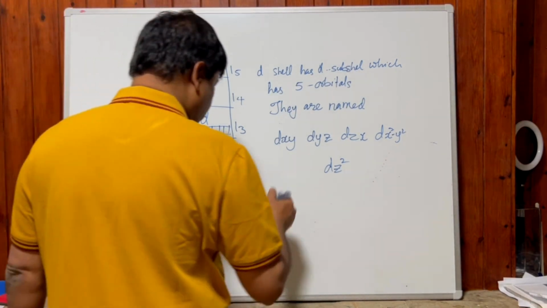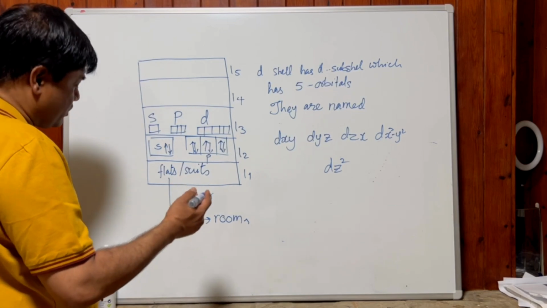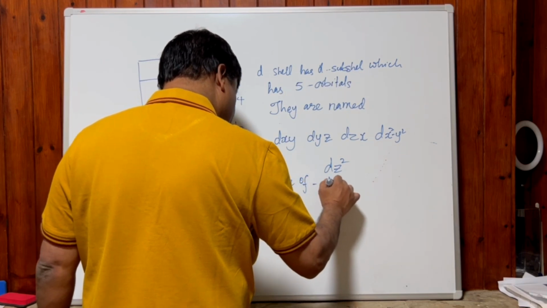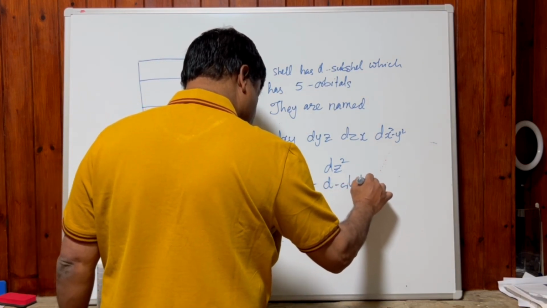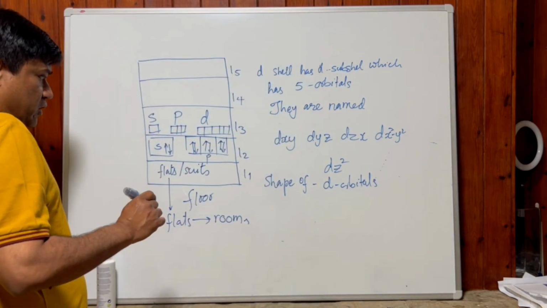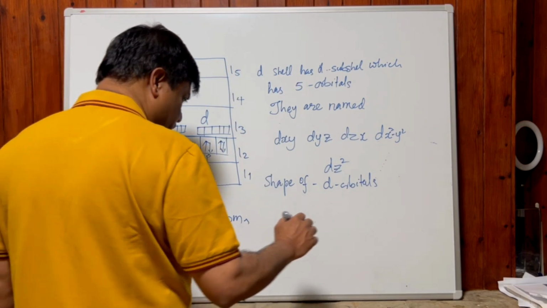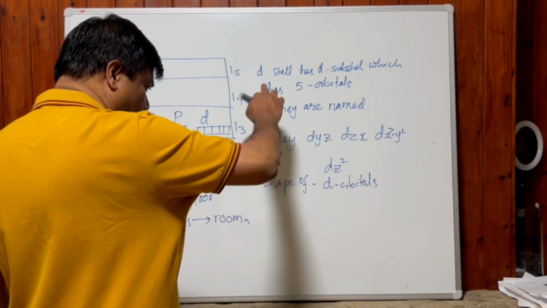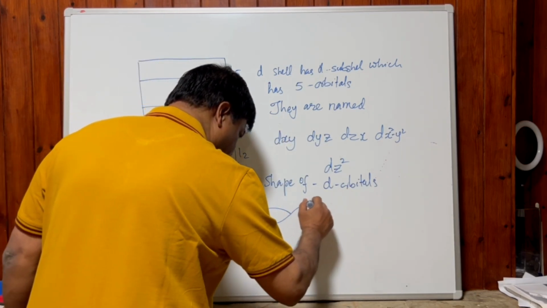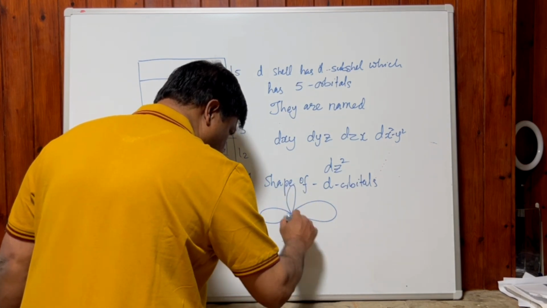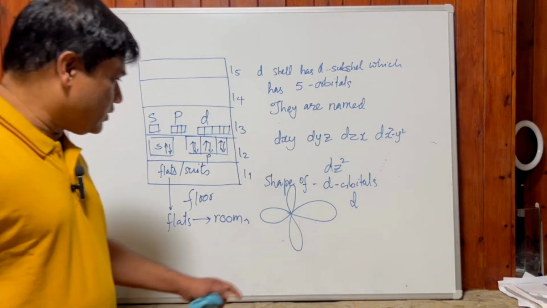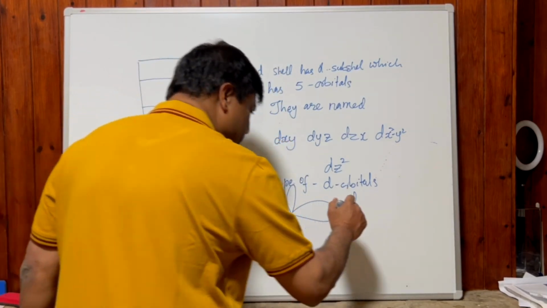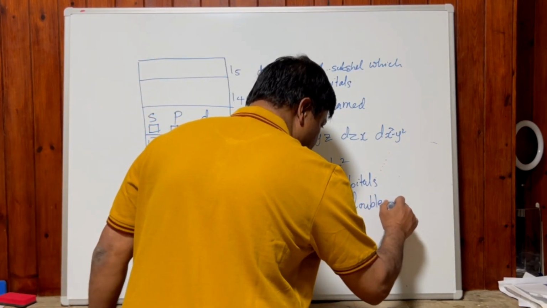Okay, look at that. What's the shape? You can ask this question. So what's the shape of D orbitals? It is like 4 lobes, like two elongated 8s, and one more 8 like this. So it has 4 lobes like this. The shape of the D orbital is double dumbbell. P is just dumbbell, D is double dumbbell.